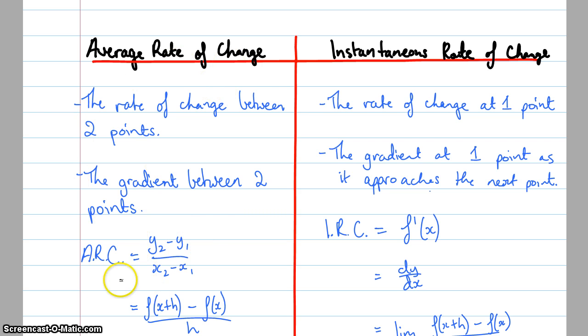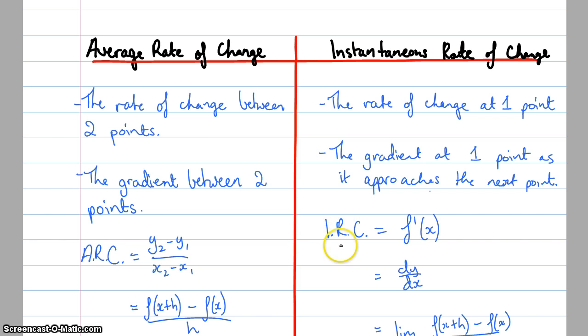Okay, so average rate of change is simply getting the gradient between 2 points. Often we use the word chord, find the gradient of the chord or something like that. So it's between the two different points that we've got. Instantaneous rate of change is basically the rate of change at one particular point. This is the gradient at one point as it approaches the next point.